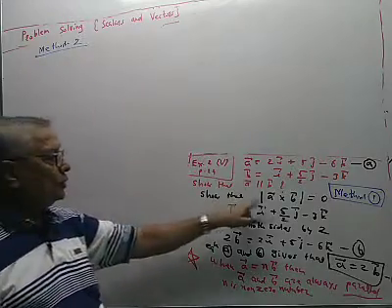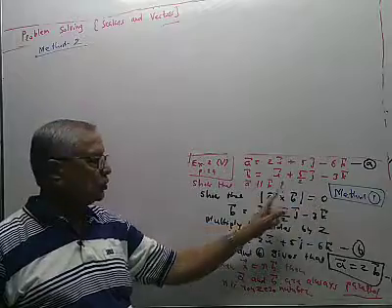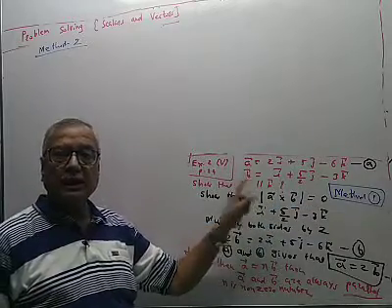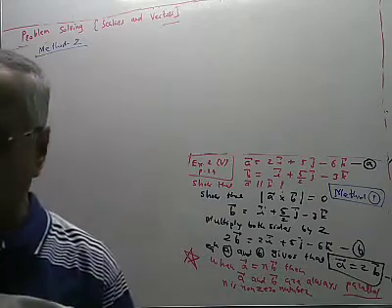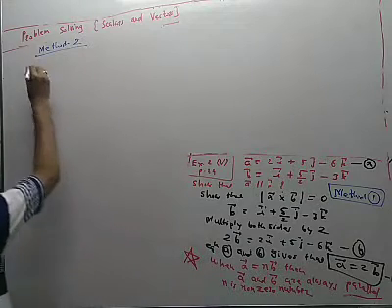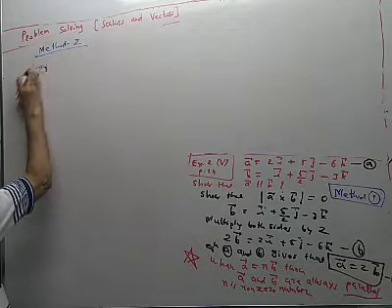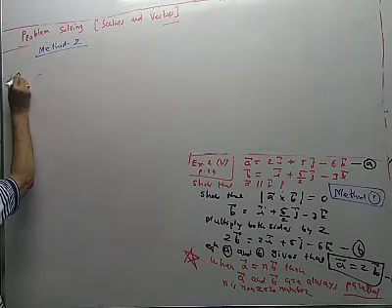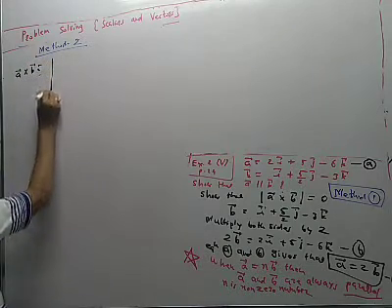So we are to show that mod, means magnitude, of A cross B is equal to 0. So first we are to find the vector A cross B, and whether its magnitude is 0 or not, or whether it is a 0 vector, that we are to find. And for that purpose, we will use the determinant method. So A cross B is given by determinant method.